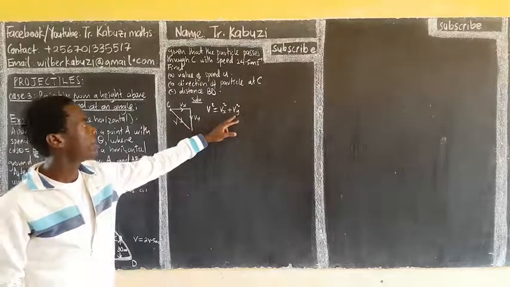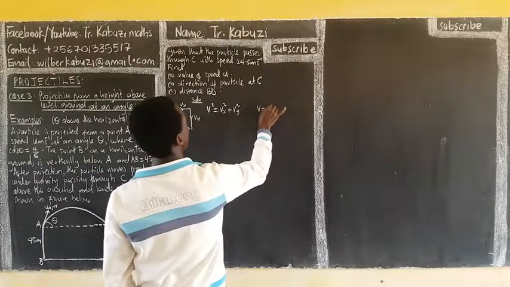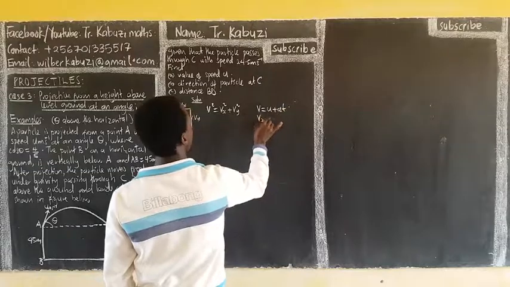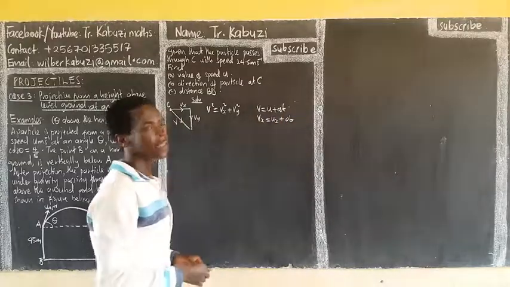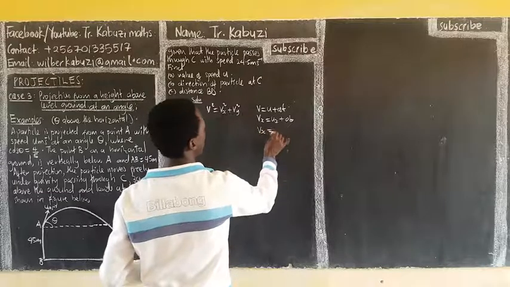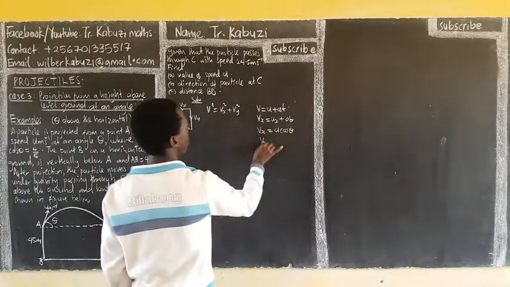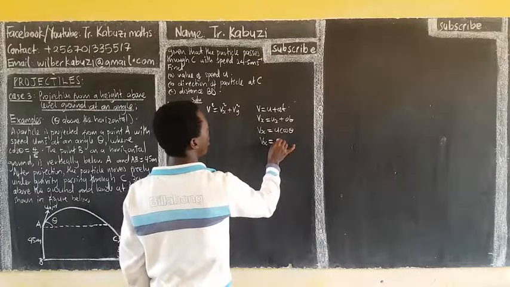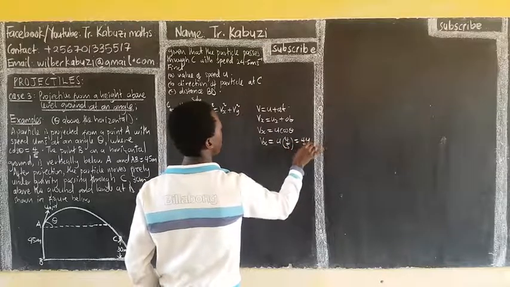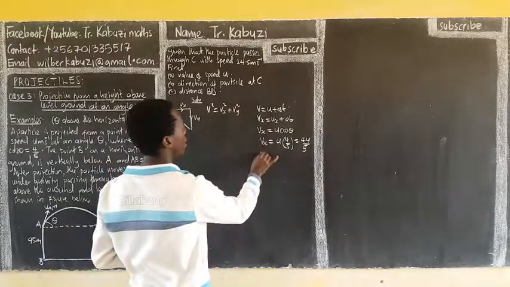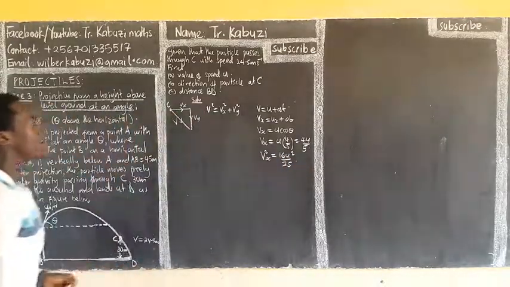Now, both of these have a connection with U. How? Using V equals U plus at, our Vx will be equal to Ux plus 0t, because in our horizontal motion, our acceleration is 0. Our Vx is given by Ux, which is U cos theta. They gave us cos theta, so Vx will be U times 4 over 5, which is 4U over 5. We need it squared, so Vx squared will be 16U squared over 25.